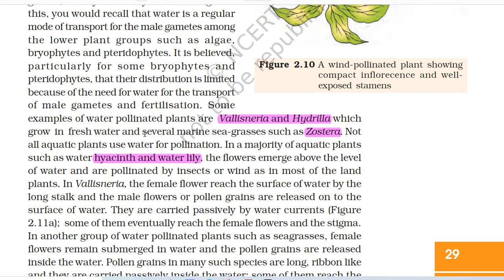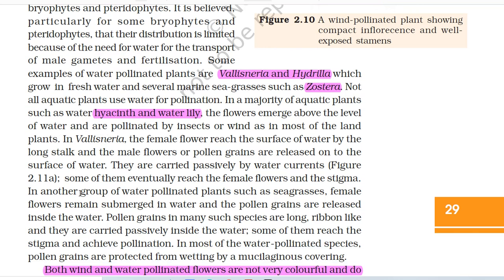Some examples of water-pollinated plants are Vallisneria and Hydrilla, which grow in fresh water, and several marine sea grasses such as Zostera. Not all aquatic plants use water for pollination. In a majority of aquatic plants such as water hyacinth and water lily, the flowers emerge above the level of water and are pollinated by insects or wind as in most of the land plants.